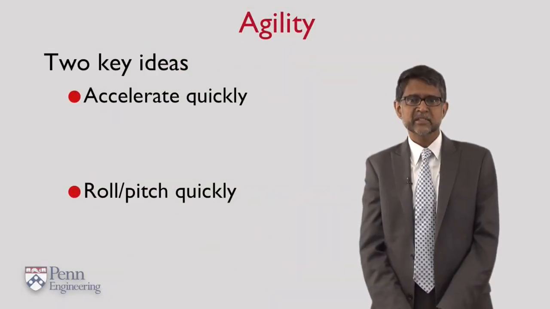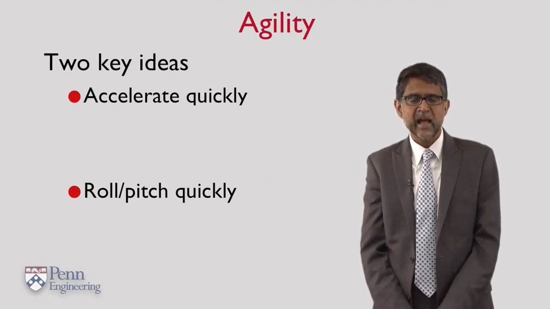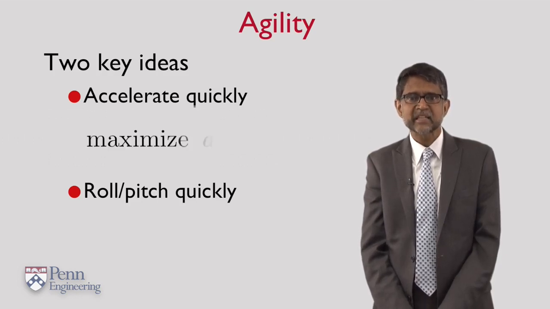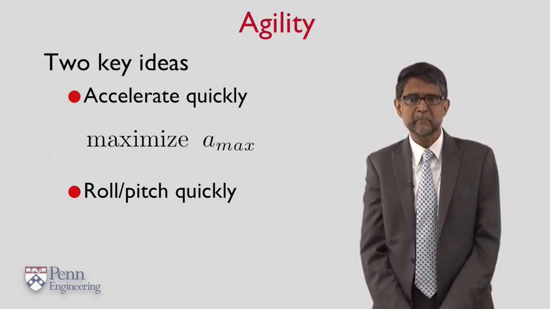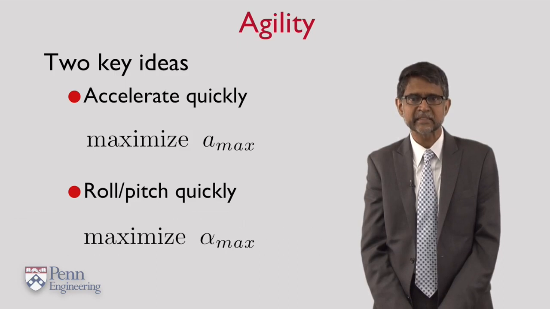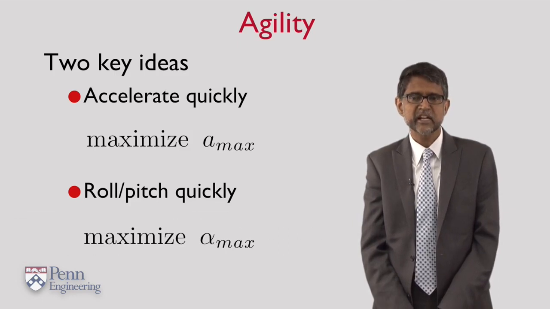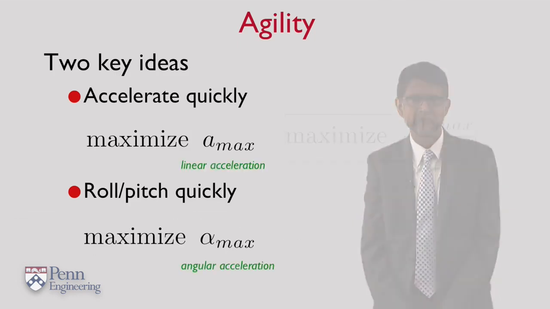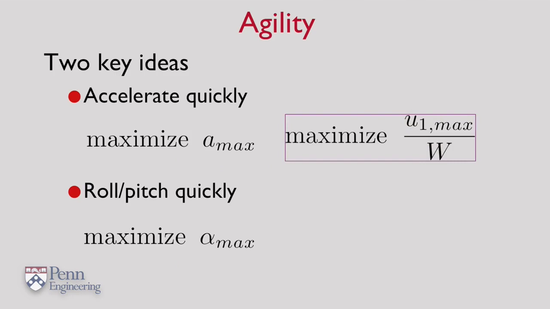So the 2 key ideas are that you want to accelerate quickly and you want to roll and pitch quickly. So to accelerate quickly, you want to maximize acceleration. I denote that by A sub max. And in order to roll and pitch quickly, you want to maximize alpha sub max. The first quantity is the linear acceleration. The second quantity is the angular acceleration. To maximize the first quantity, you want to maximize the ratio of u1 to w. In other words, take the maximum thrust, divide that by the weight, and maximize that ratio.